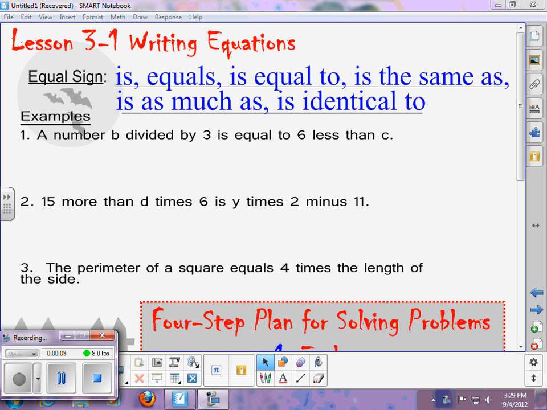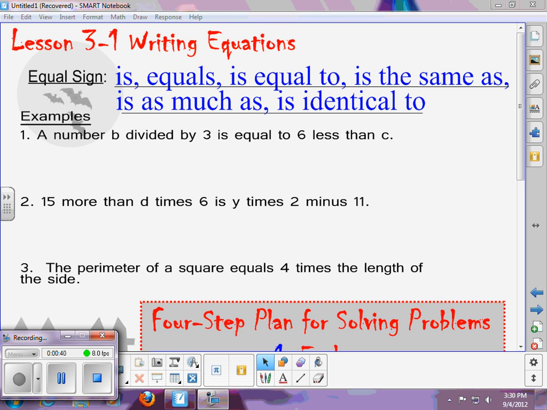Before we begin, we need to discuss all of the words we can use in a verbal expression or verbal equation to represent an equal sign. All the words in blue that you see are such words. We can use the word is, equals, is equal to, is the same as, or is identical to. And again, those all represent the equal sign in an algebraic expression.